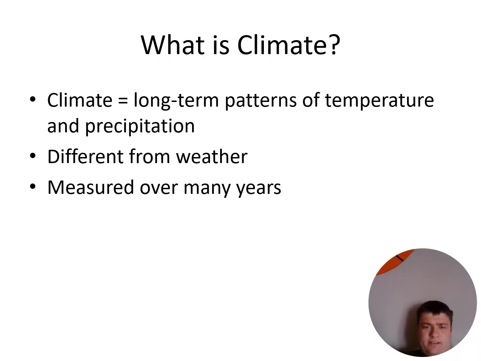What is a climate technically? A climate is the long-term pattern of temperature and precipitation. It's different from a lot of weather currents, and it's measured over many years.